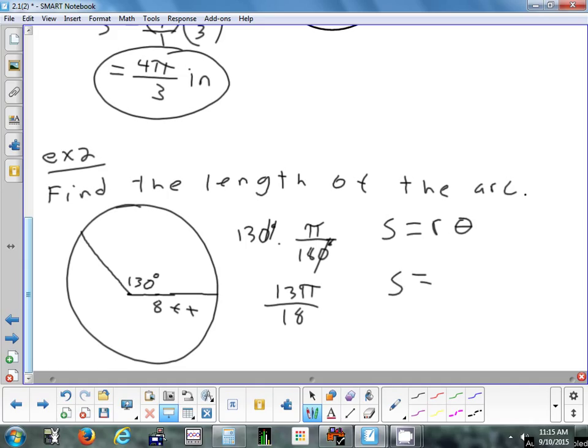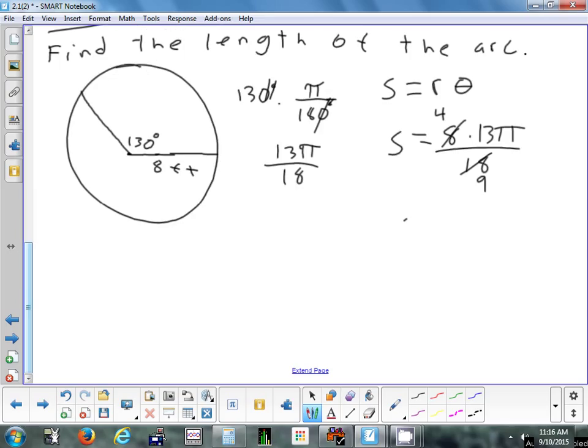Okay, so the length of the arc, my radius is 8 feet. My angle is 13 pi over 18. And if there's anything here that you can reduce, go ahead and reduce it. How about Nick? Anything I can reduce the top and bottom by? 18, yeah. 2. Yep, divide them by 2. That gives me 4 and 9. Okay, so my final answer, I've got 4 times 13, which is 52, times pi over 9.